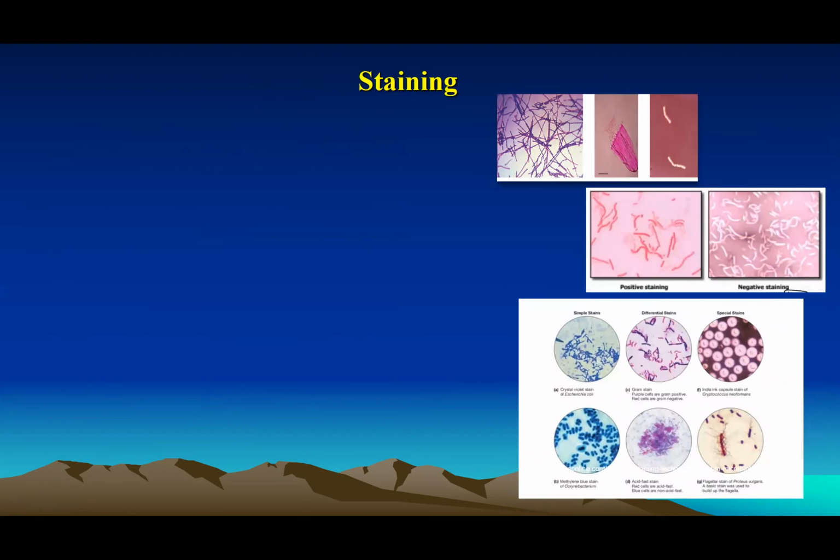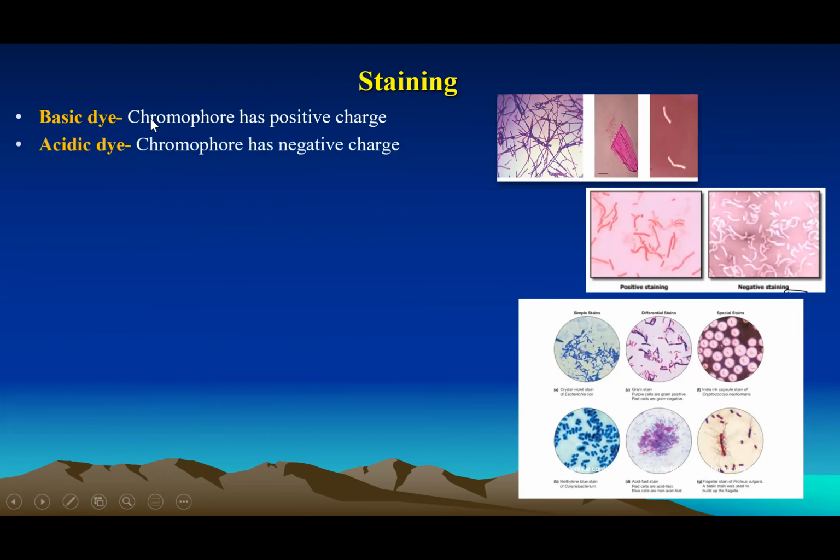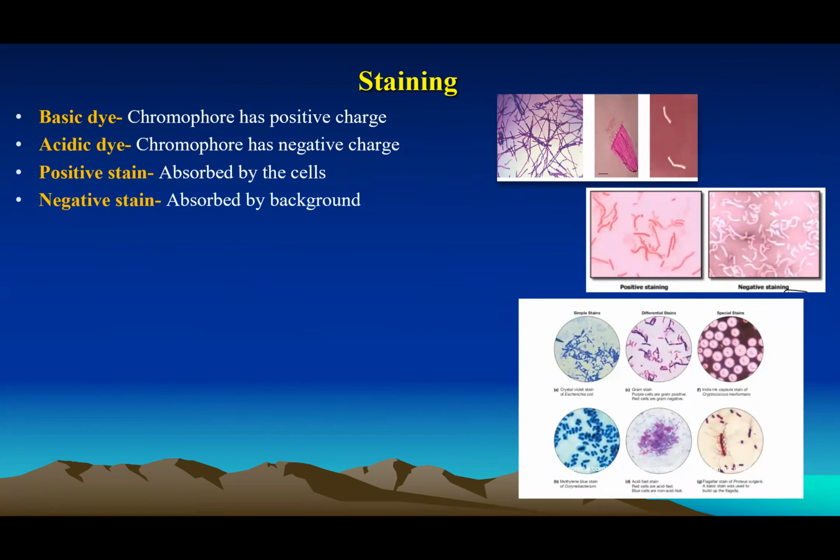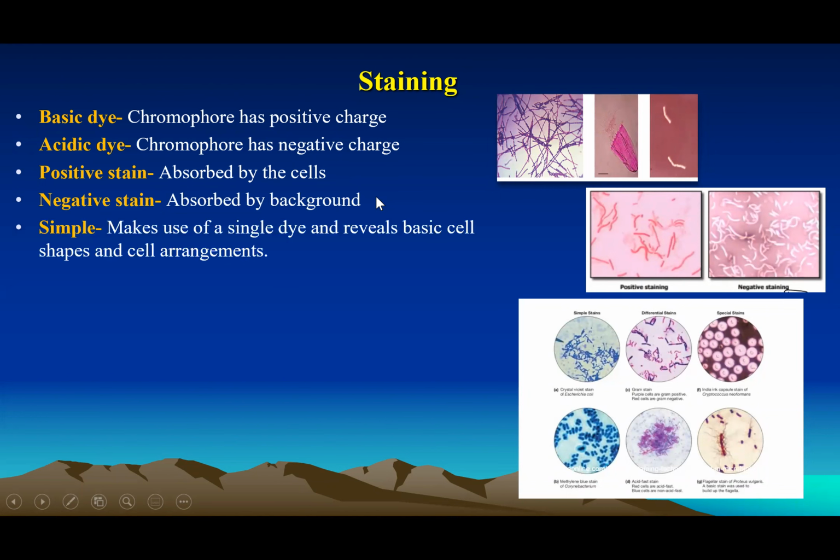So some of the dyes that we'll come across are basic dye, which has a positive charge. A dye is also called a chromophore. Chromo means colored. Acid dye has a negative charge. In positive staining, the stain will be absorbed by the cell and you can see it. So that is called positive. Whereas in negative, the cells won't absorb it, but you will see the stain in the background.